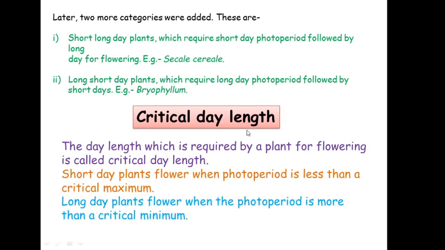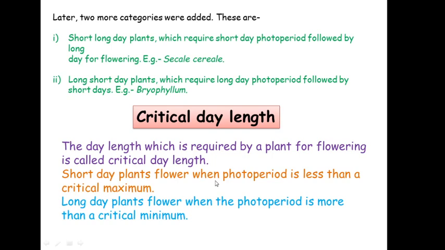Now a very important concept, if you want to understand the whole concept of photoperiodism, this is very important for you to understand: critical day length. What is this critical day length? The day length which is required by a plant for the process of flowering is known as critical day length. Look at the definition. They have not told us anything about whether it is critical maximum or critical minimum. Simple definition: the day length or the photoperiod which is required by a plant for producing flowers is known as critical day length. Okay, now come to the next slide.